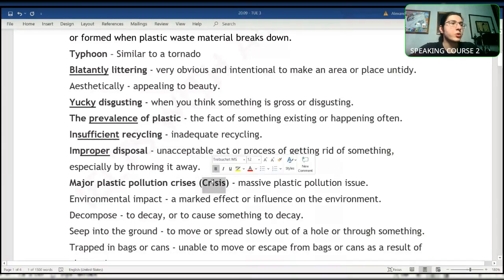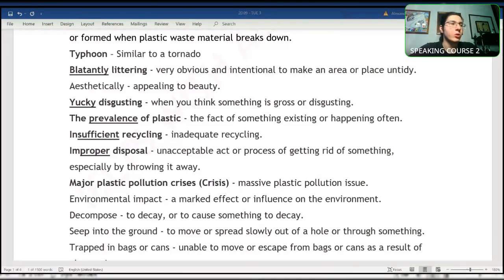And so major plastic pollution crises is talking about all of the problems in all of the major cities, like New York, Tashkent, a lot of American cities. Thankfully, not Japan. I think Japan has kind of fixed that. But basically, a lot of different countries have the same problem where in the major cities where everybody lives, there's just plastic everywhere. So that is what this is referring to.